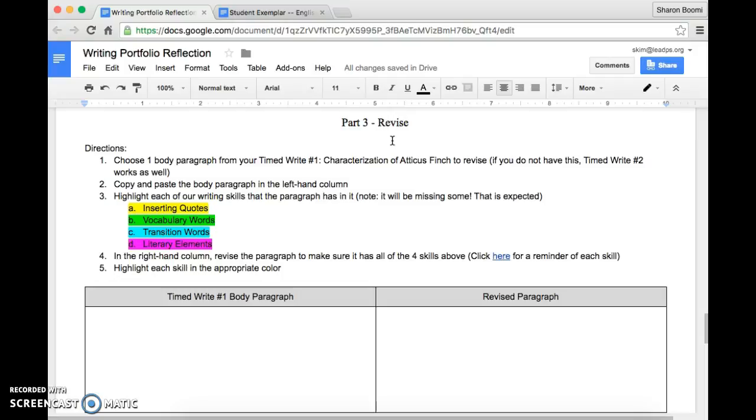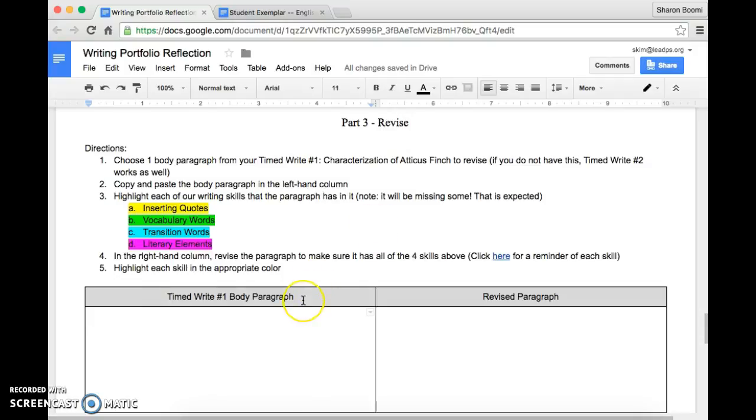So we're talking about part 3, revise. We're looking at a piece of writing that we did fairly recently, our timed write 1 from this past unit, unit 5. So I'm going to choose one body paragraph from my timed write number 1. For the purpose of this activity, you should choose the weaker body paragraph. I'm going to repeat that. You should choose the weaker body paragraph, so the one that you think needs more revision. You should choose that from your timed write number 1. If you don't have that, timed write number 2 also works as well. But if you have timed write number 1, that's the one we're looking for.